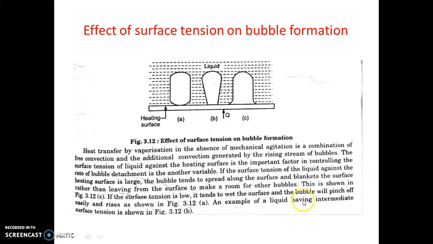And if the surface tension has an intermediate value, then the bubbles are formed as shown in figure B. So if the surface tension is intermediate, the bubbles are formed like this. So these are the effects of surface tension on bubble formation. If the liquid has low surface tension, the boiling process takes place easily. This is the conclusion from this diagram.